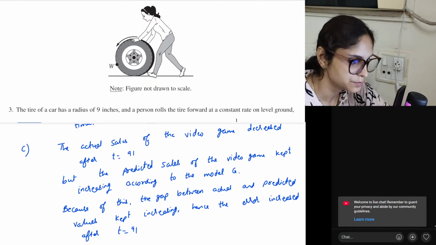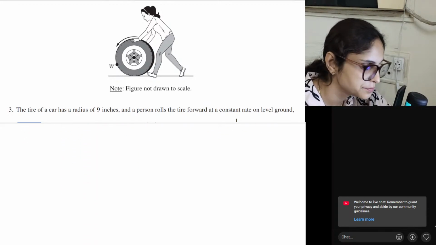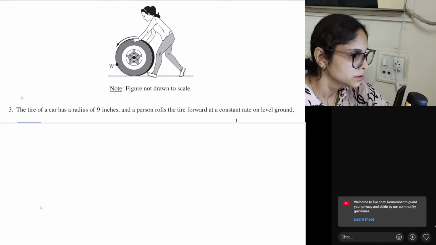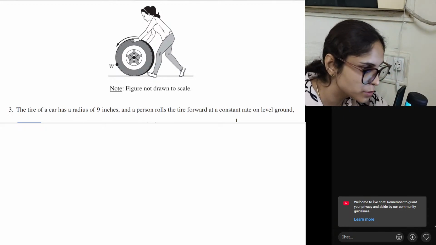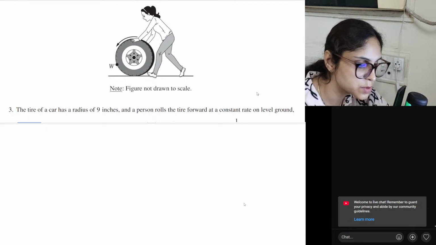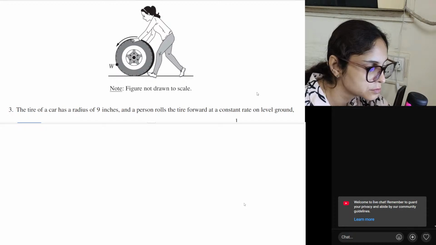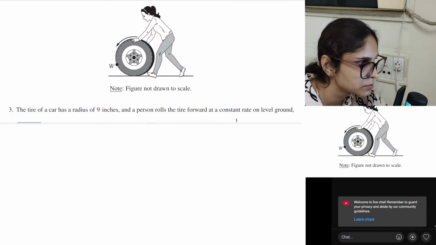Now over here, the tire of a car has a radius of 9 inches. So for safety, I will move the diagram so that we can read the question and we have the diagram as well. So this is the diagram and now I can read the question.